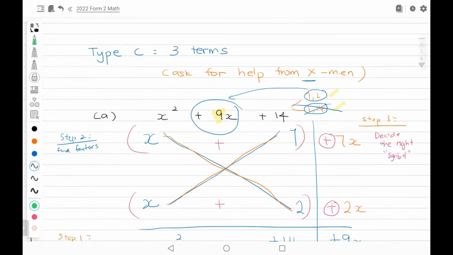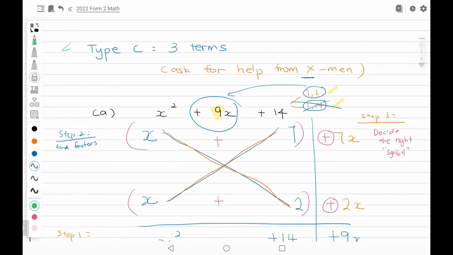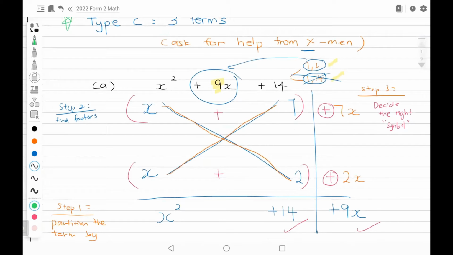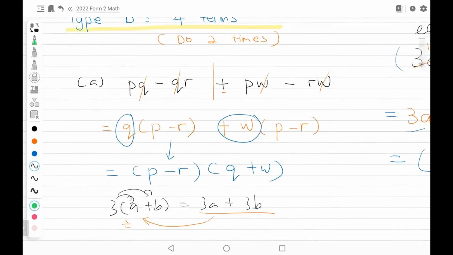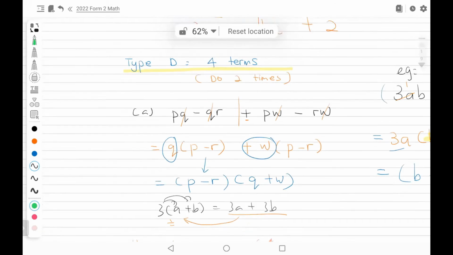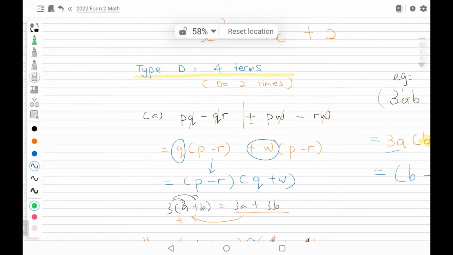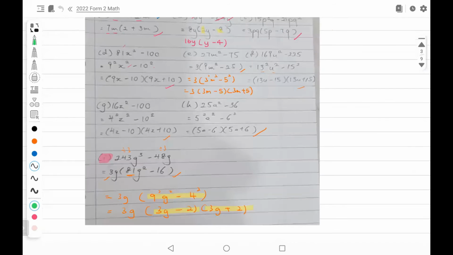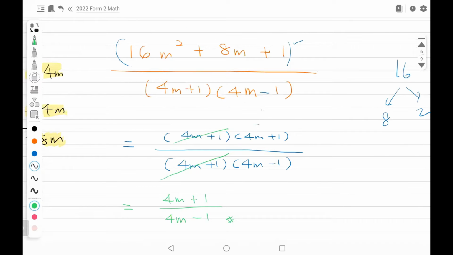And then type C is the common one. You will see this type until your SPM one. It becomes your best friend later. The 3 terms. You have to learn this no matter what. Use the factors to help you. Then type D, the last one, is the 4 terms. You just need to do 2 times only. So in total, we have 4 types of factorization. Then we go back to the single fraction, that part first.